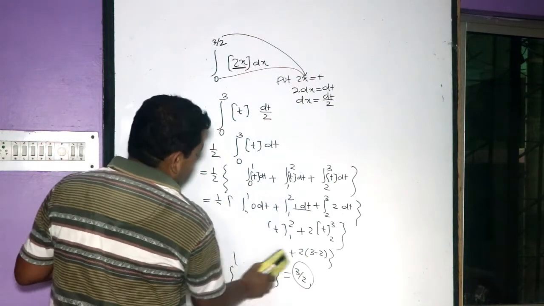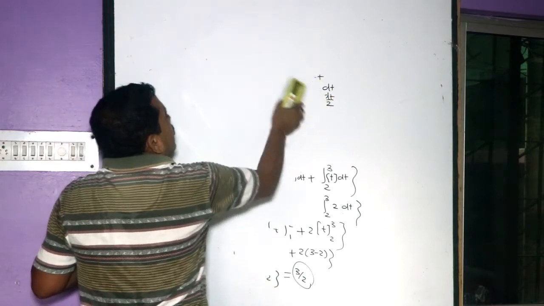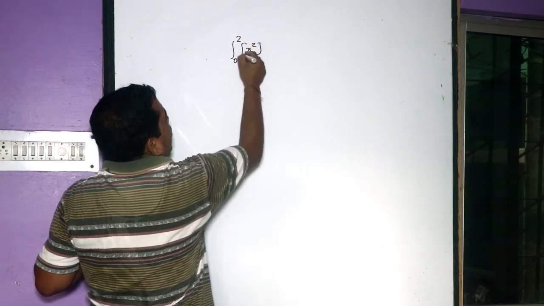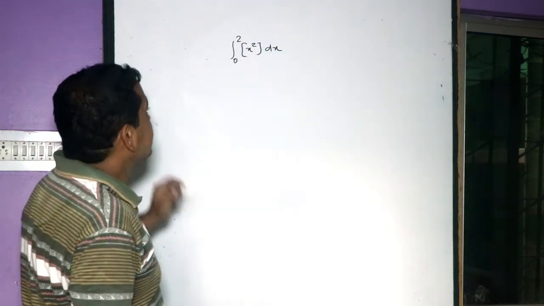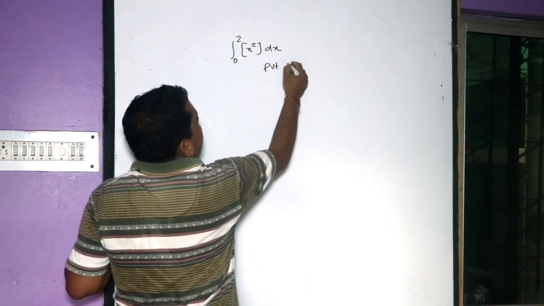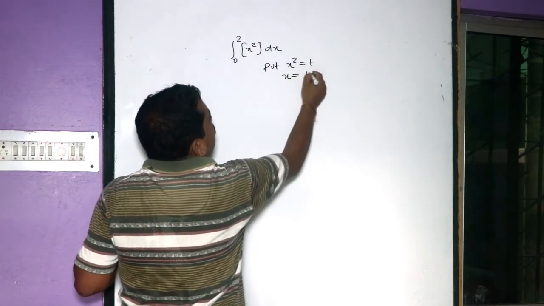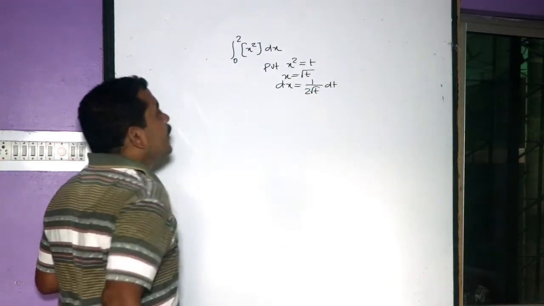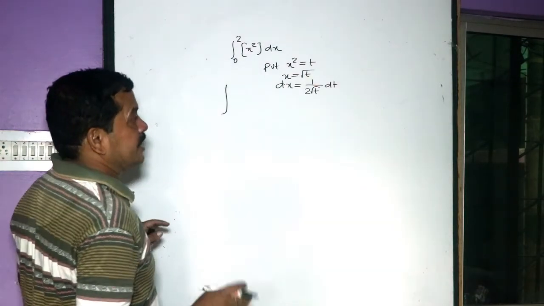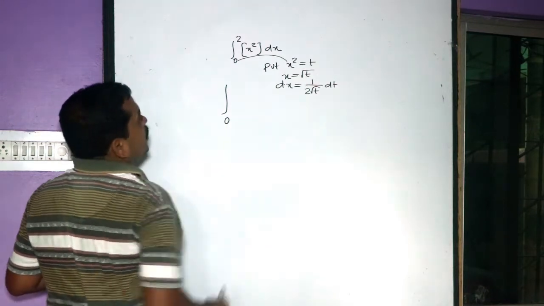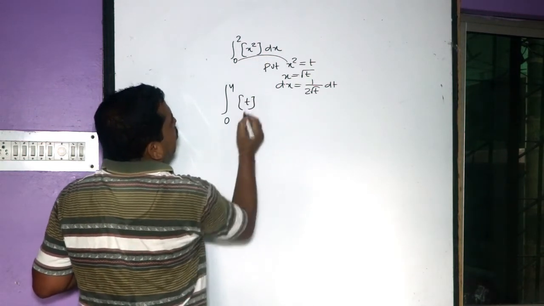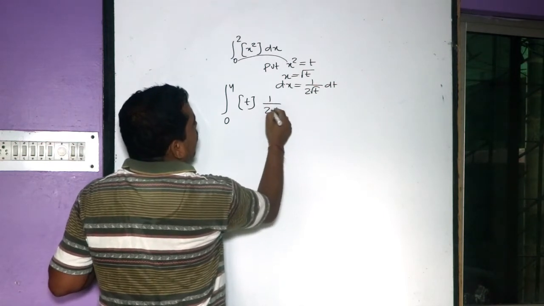Another example, and it will be the last example for you. Now you can evaluate the article number 9j and 9i. Suppose the integration is 0 to 2 bracket x square dx. How can you evaluate this integration? Put x square as t, so x is root over t and dx is 1 by 2 root t dt. Now the limits of the integration will change. Put 0 here, then it will be 0. Put 2 here, that is 4. Instead of x square we write bracket t. Instead of dx it is 1 by 2 root t dt.